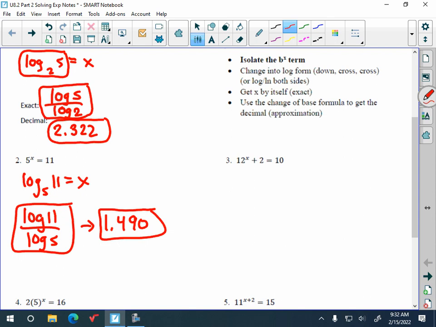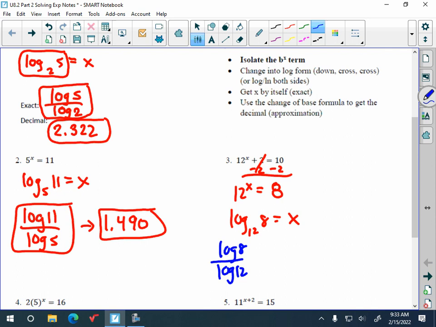All right, number 3. Here we have 12 to the x, but then there's a plus 2 on the same side. So we have to isolate that 12 to the x term. We're going to subtract 2 on both sides. So that's 8. And now we can change it to a log equation. So log base 12 of 8 equals x. It's going to be log 8 divided by log 12. And then we can give the decimal answer also. So 0.837.